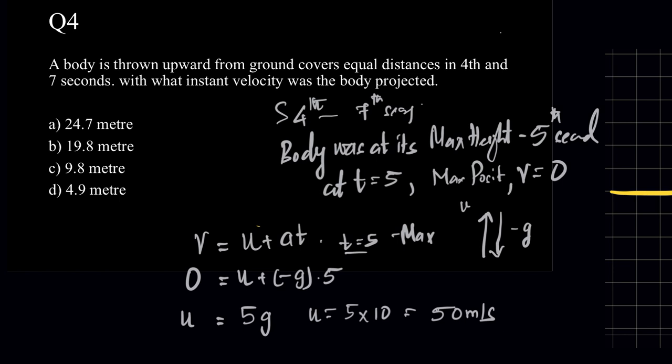I really apologize for the wrong options given here. It was supposed to be 10, 20, 40 and 50. So the correct option is 50 meter per second.